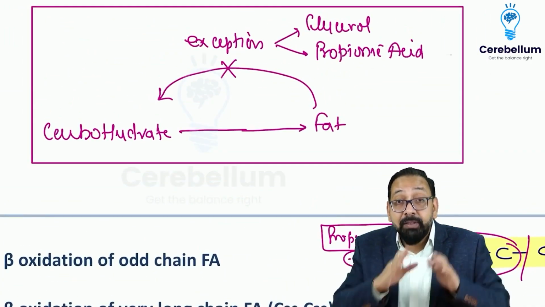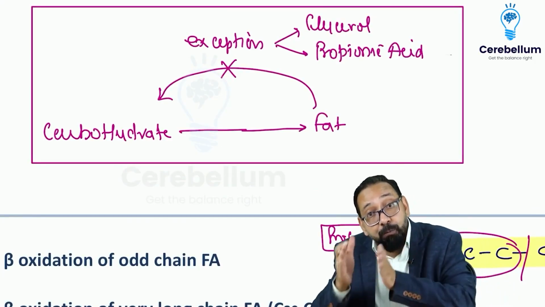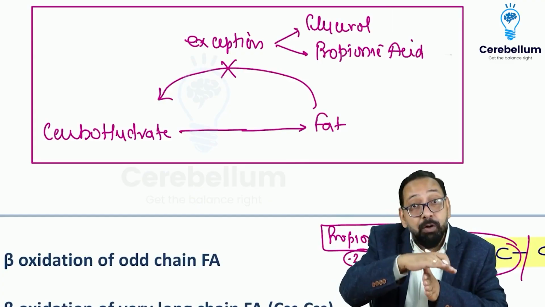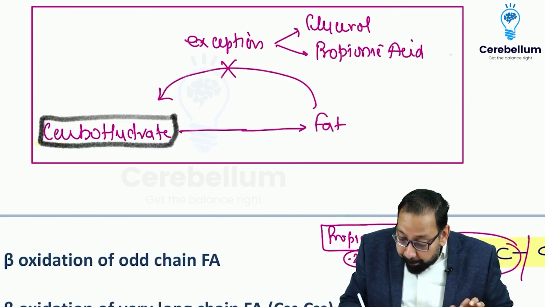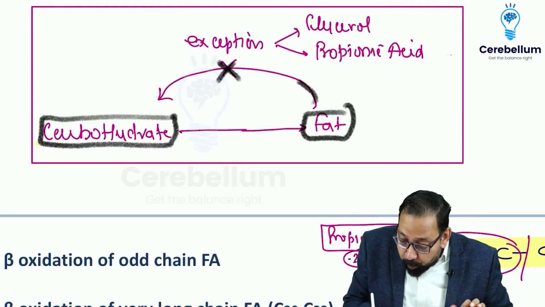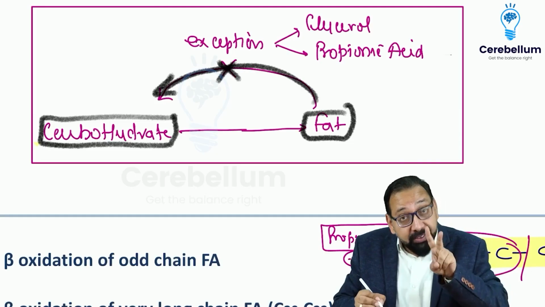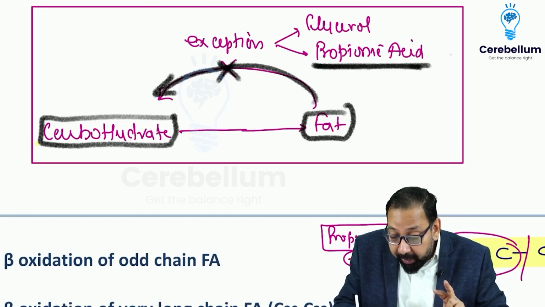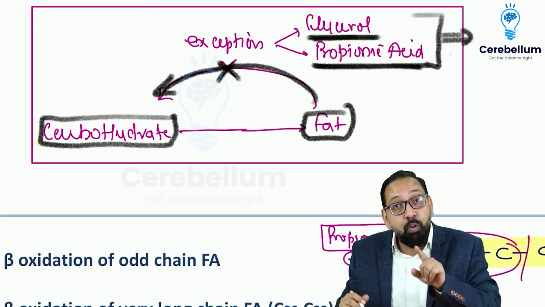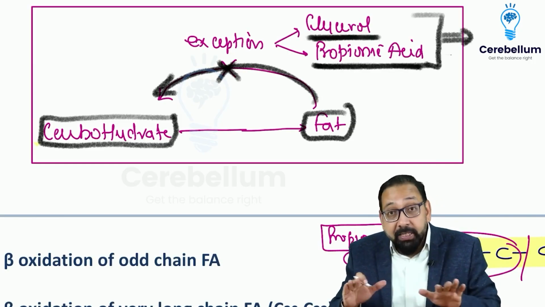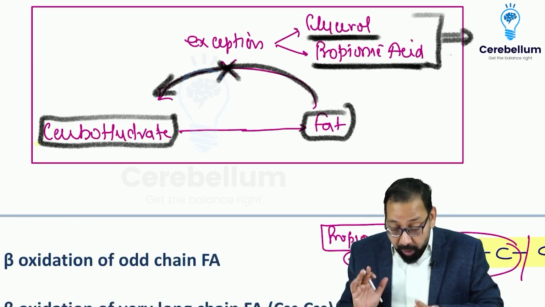We have learned that carbohydrate can be converted to fat, but fat cannot be converted to carbohydrate. There are two exceptions. One is propionyl coenzyme A and another is glycerol. These are substrates for gluconeogenesis. Otherwise, fat cannot be converted to carbohydrate.